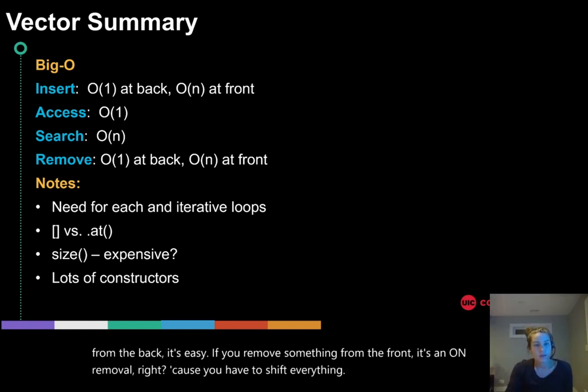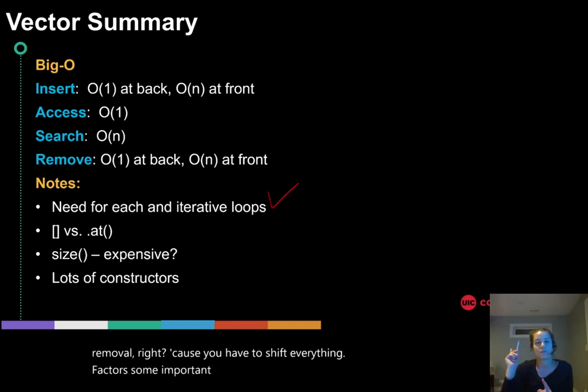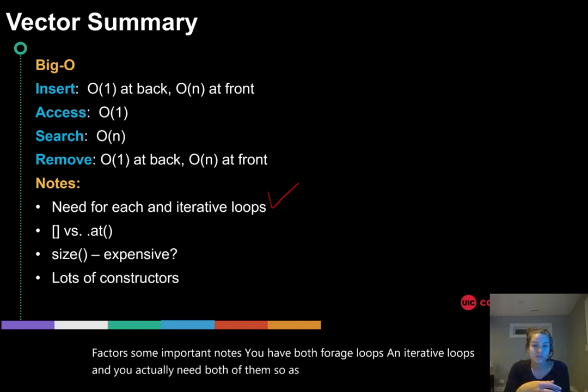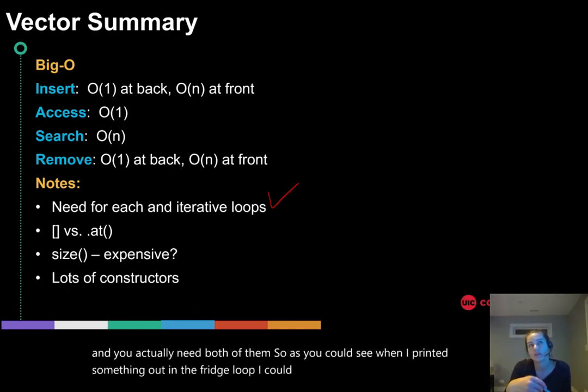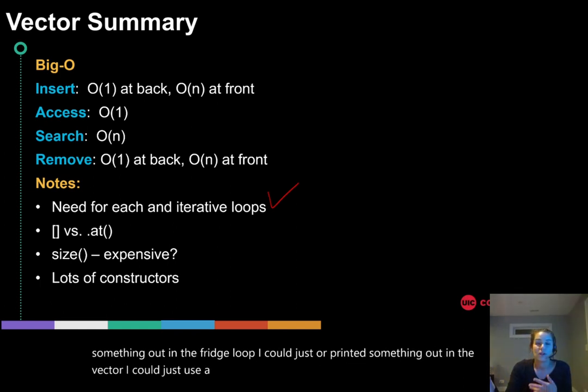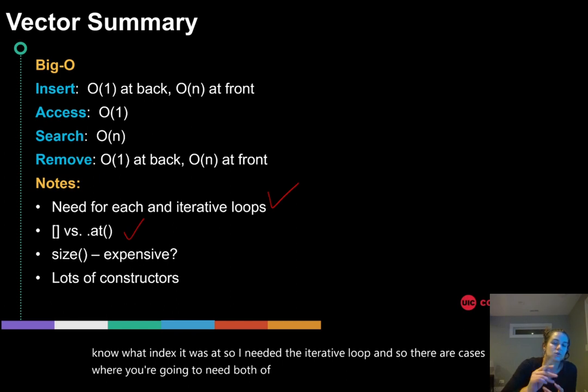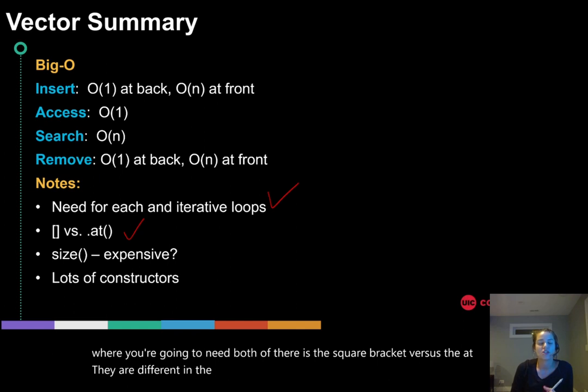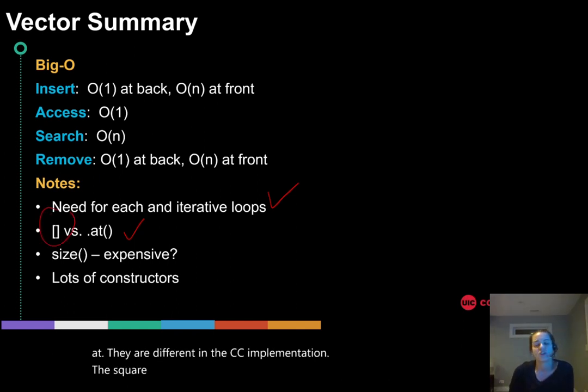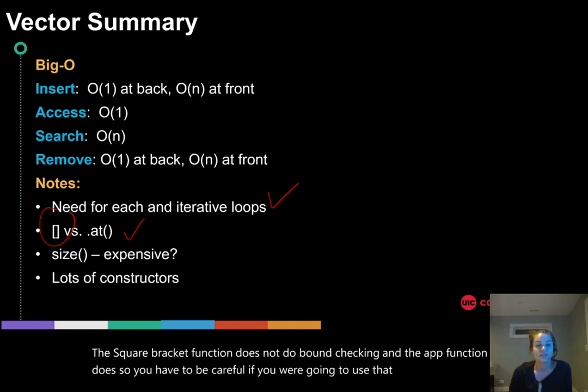Vectors, some important notes. You have both for each loops and iterative loops, and you actually need both of them. When I printed something out in the vector, I could just use a for each loop. But when I was doing a search, I needed to know what index it was at, so I needed the iterative loop. There are cases where you're going to need both of those. There is the square bracket versus the at. They are different. In the C++ implementation, the square bracket function does not do bound checking, and the at function does. So you'd have to be careful, and check yourself if you want to use the square brackets.